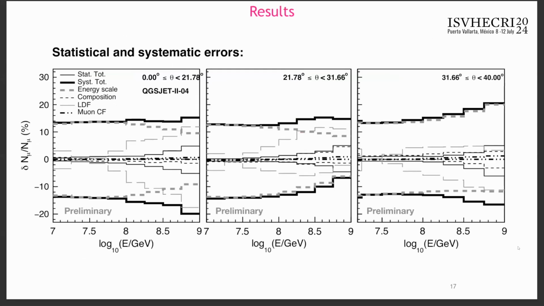Finally, to end, here is a calculation of the statistical and systematic errors. You can see over here that the larger systematic error comes directly from the energy scale, and also from the uncertainties in the lateral distribution function. But there is not much dependence on the mass composition and also on the muon correction function, as you can see from this data.